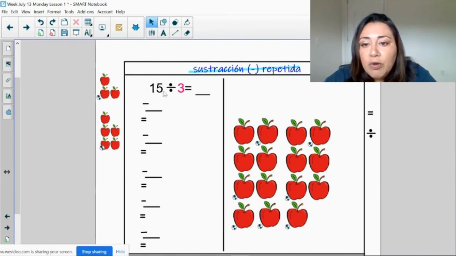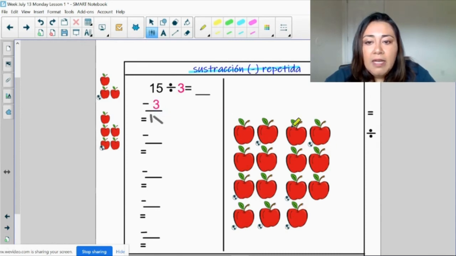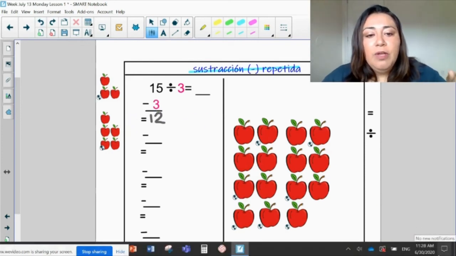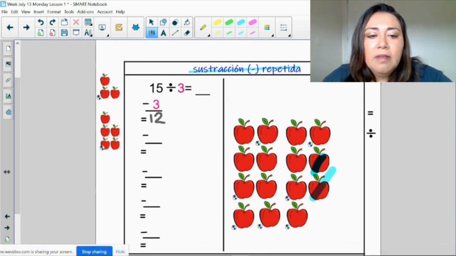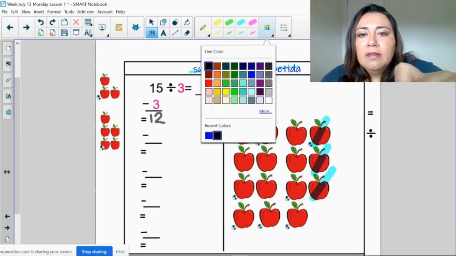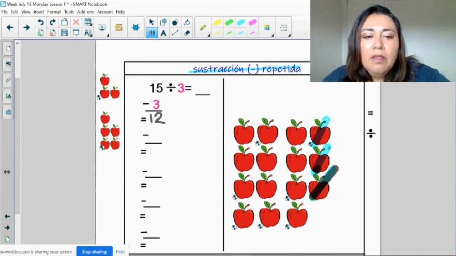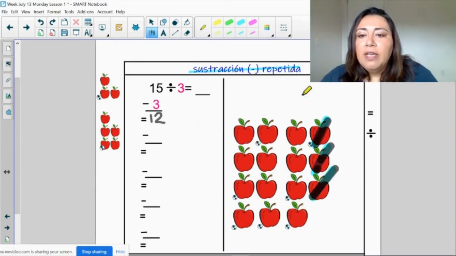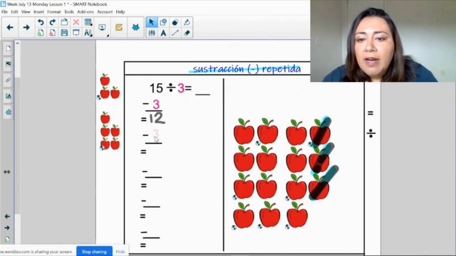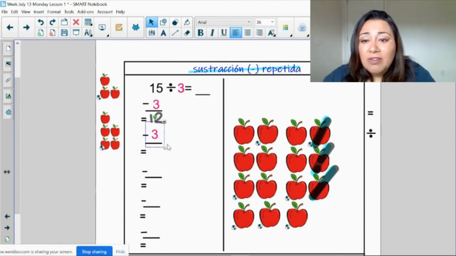Pues ya sé que empiezo con el total o el dividendo y le resto 3. 15 menos 3 son 12. Y aquí en mi dibujo yo sé que puedo quitar 3. Quito 3. Muy bien. 1, 2, 3. Ahora tengo 15 menos 3 son 12. ¿He terminado? No. Tengo que volver a restar 3 porque tengo que llegar hasta 0.